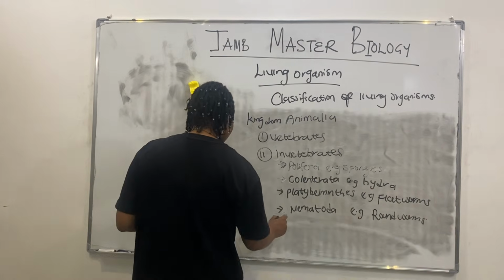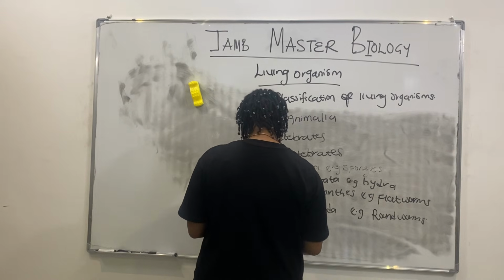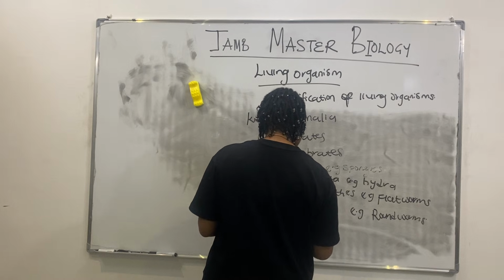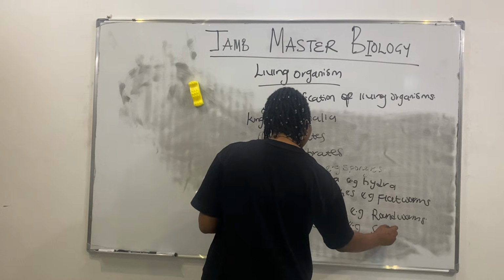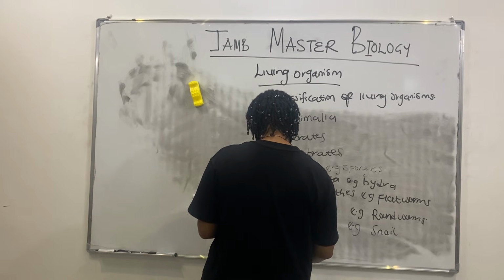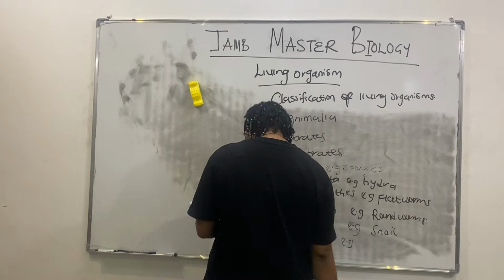We have the next one, Mollusca. That's my favorite because I love snail a lot. Mollusca. Example, we have snail. Then we have the next one, annelids. We have earthworm.